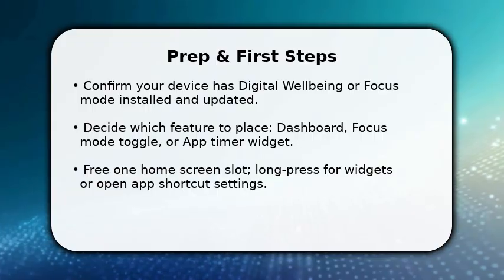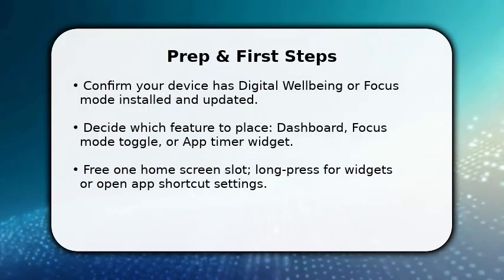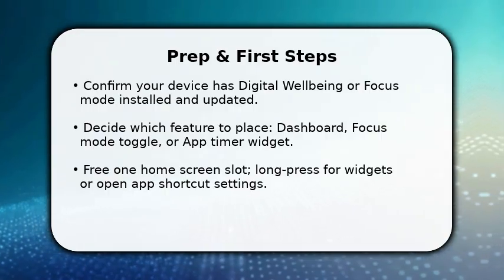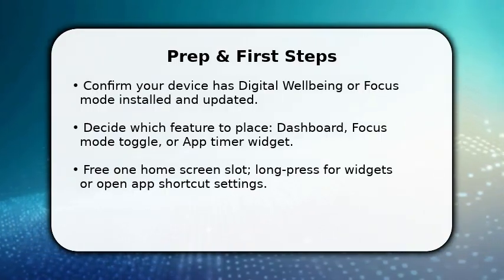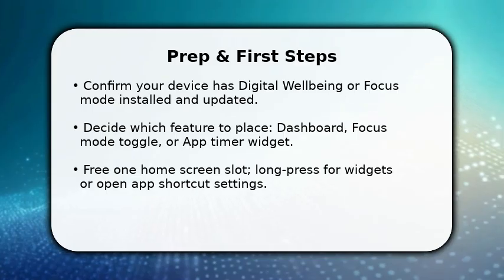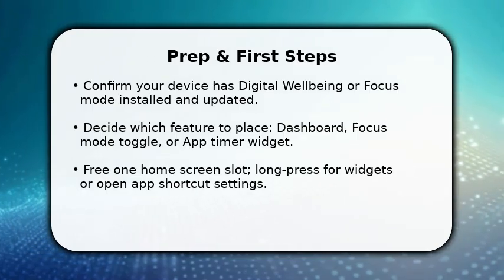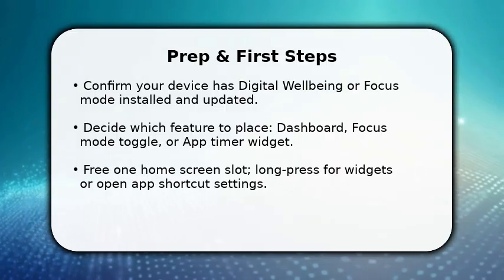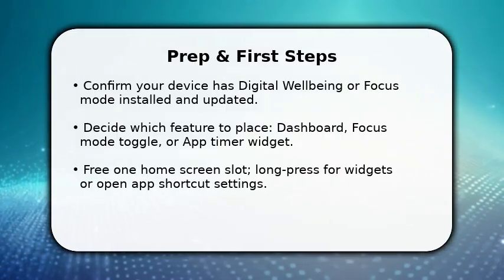You start by opening Settings and locating Digital Wellbeing. This is essential so the widget can be added. Once done, decide whether you want the dashboard, a focus mode toggle, or an app timer shortcut on your home screen, because each serves a different goal. You should also free a home screen space by removing a less used icon.